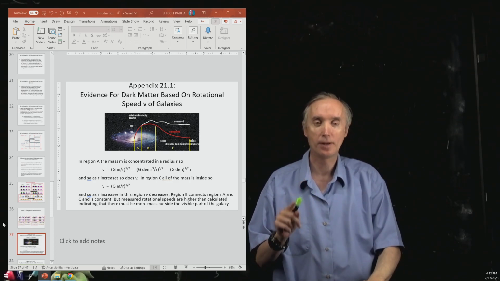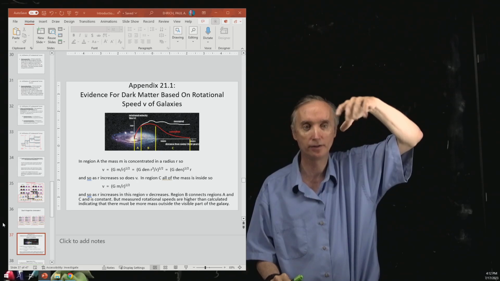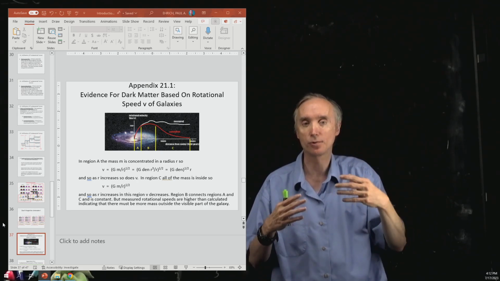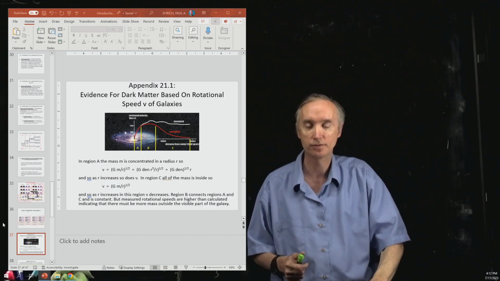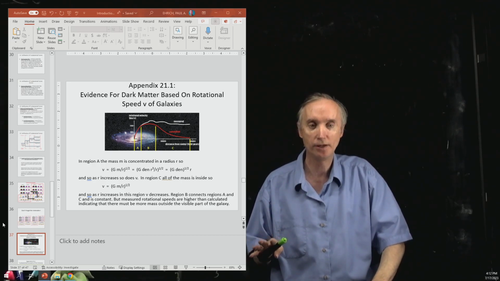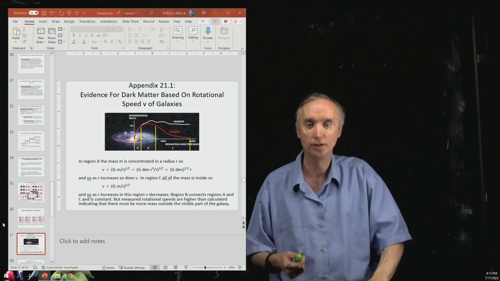This is an appendix that explains how the rotational rate of galaxies is related to the amount of dark matter in the universe. So this is not going to be on the exam, and if you want to skip this particular segment, feel free to do it, but I did want to show you some of the mathematics of it.